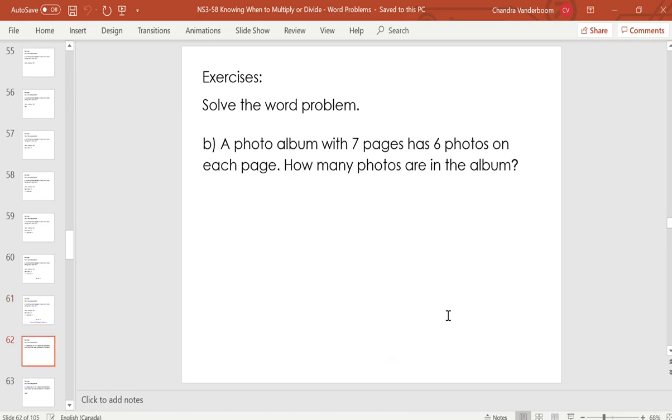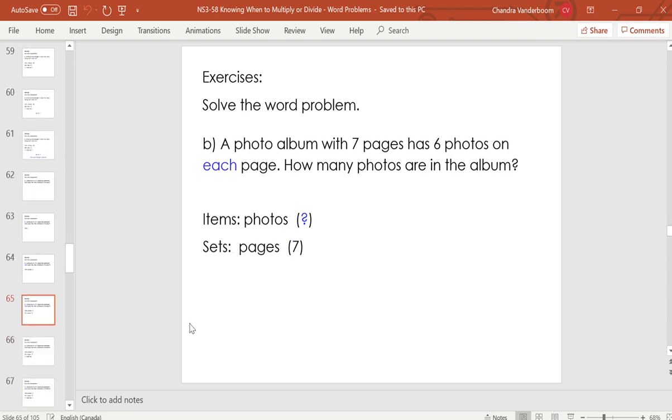A photo album with 7 pages has 6 photos on each page. How many photos are in the album? What are our items? Our items are the photos, but we don't know how many there are. And that's what it's asking us. How many photos are in the album? That's what we need to figure out.